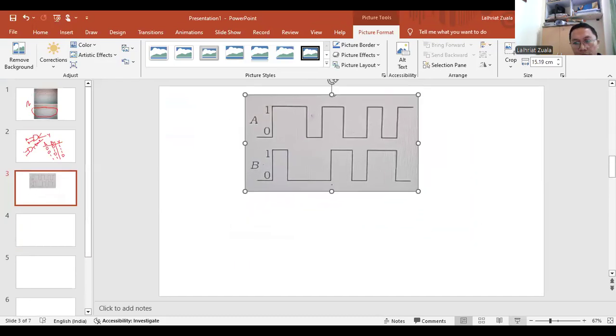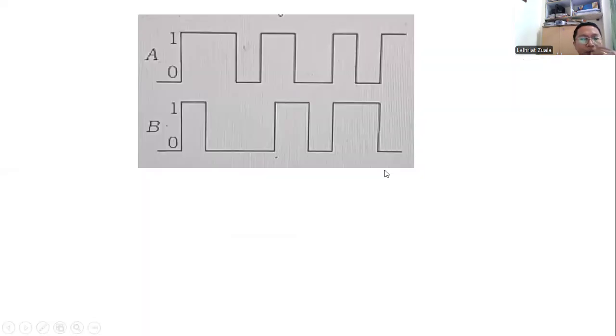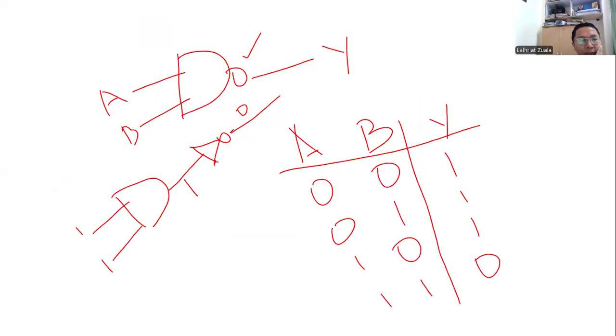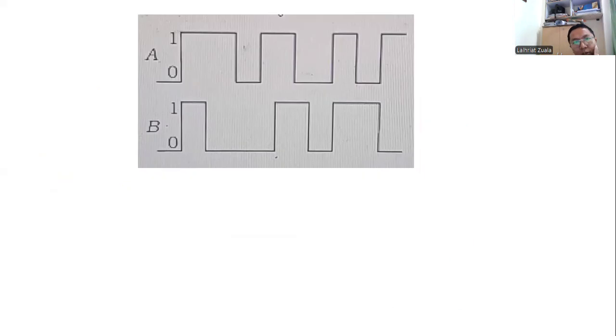So I think the screen is still visible. So this is the thing. And like I said before, by looking at the truth table, if any of the inputs A and B are 0, the output is 1. If both the inputs are 1, the output is 0. So we'll trace it like this.